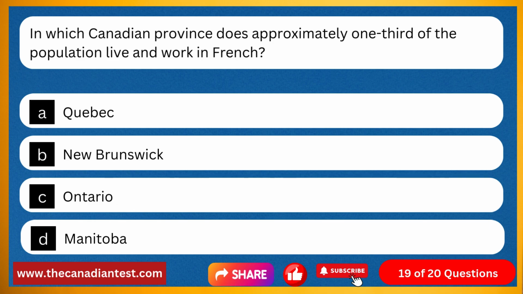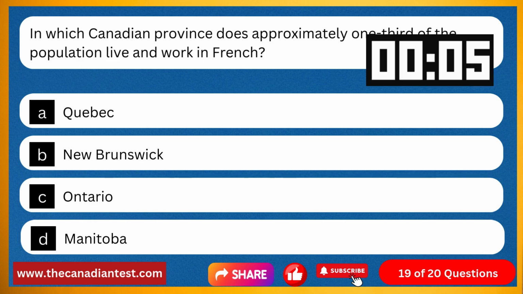Question 19. In which Canadian province does approximately 1/3 of the population live and work in French? Option A, Quebec. Option B, New Brunswick. Option C, Ontario. Option D, Manitoba.